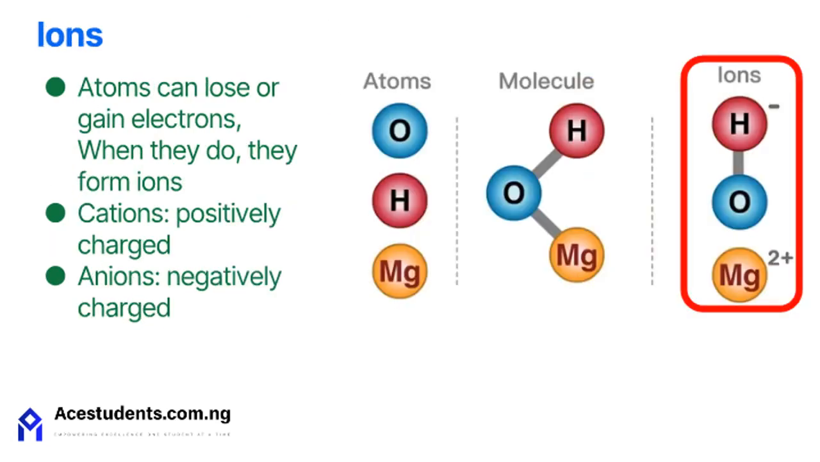When atoms lose or gain electrons, they form ions. Therefore, ions are atoms with charges. A positively charged ion is called a cation, while a negatively charged ion is an anion.